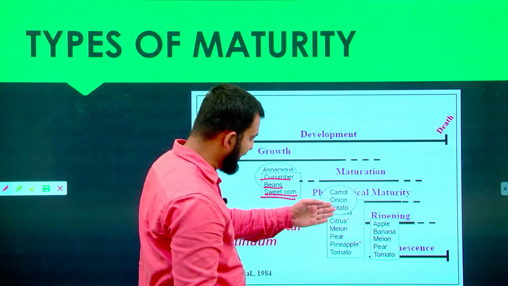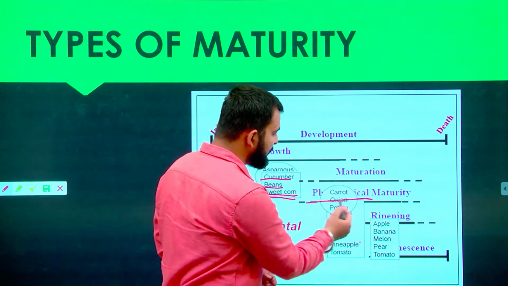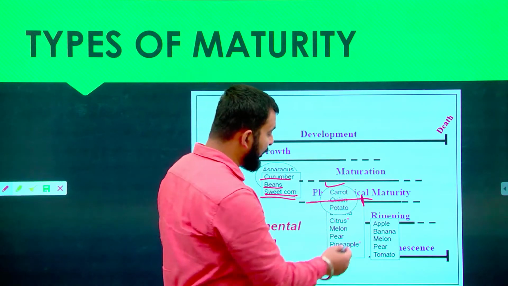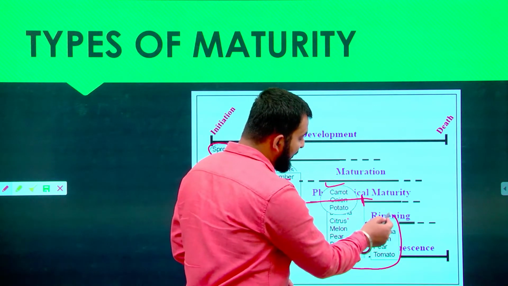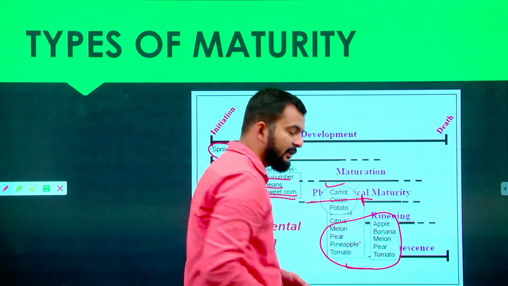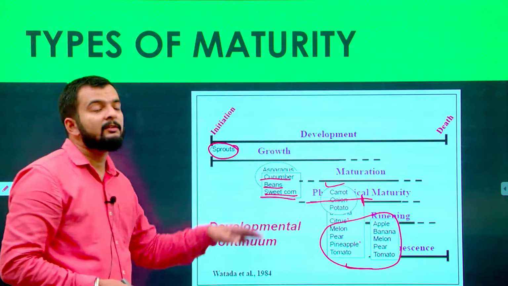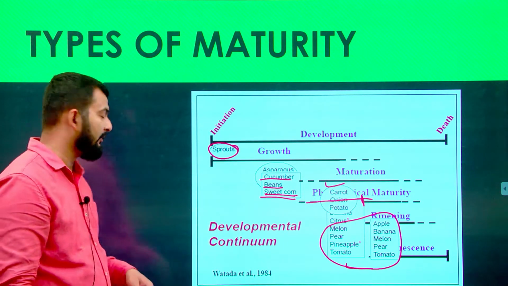Again, carrot, onion and potato are harvested just before the ripening has begun. Now when we talk about citrus, melon and other fruits, they can be harvested after they have ripened, just before the senescence begins. So this is just an example of various fruits and vegetables and at what stage they are harvested.